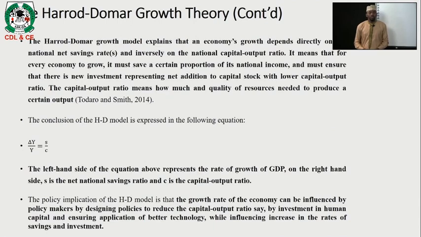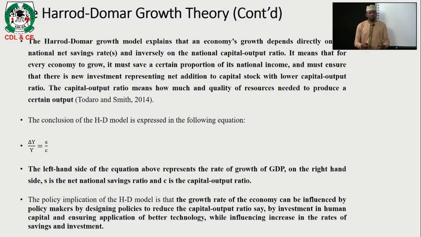The Harrod-Domar-Groot model emphasizes that an economy's growth depends directly on the national net savings rate and inversely on the national capital output ratio. It means that for every economy to grow, it must save a certain proportion of its national income and must ensure that there is new investment, representing new addition to capital stock, with lower capital output ratio. The capital output ratio means how much and what quality of resources are needed to produce a certain output.